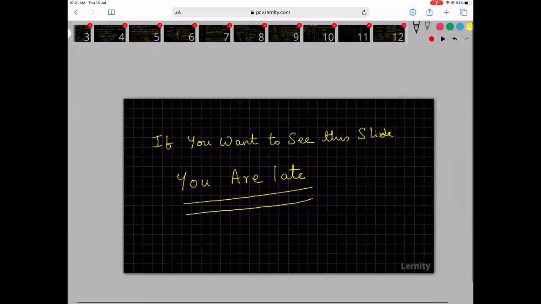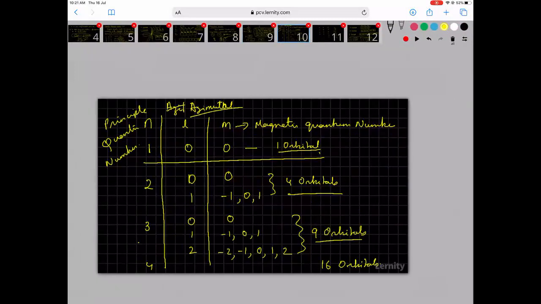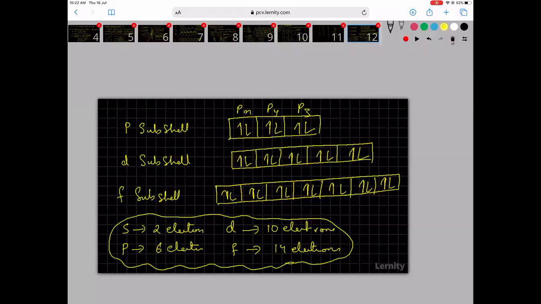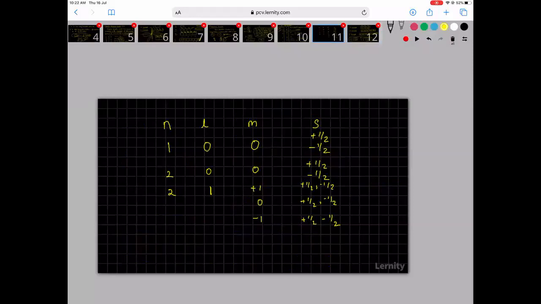Then I am telling you this is not possible. Then I have written down how many orbitals are there in each, how many compartments are there in each. This I have told you now, spin quantum number. I told you to complete this. Now I am showing you a diagram. Here I have written it in numbers.